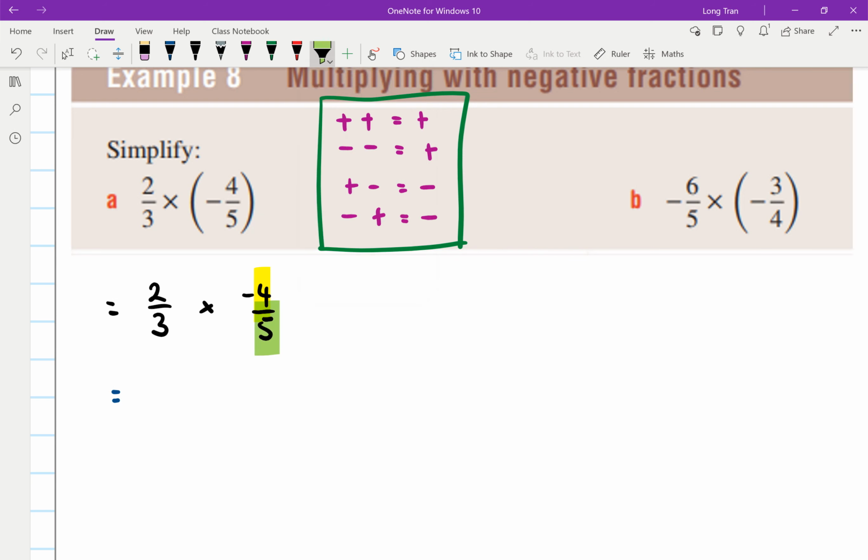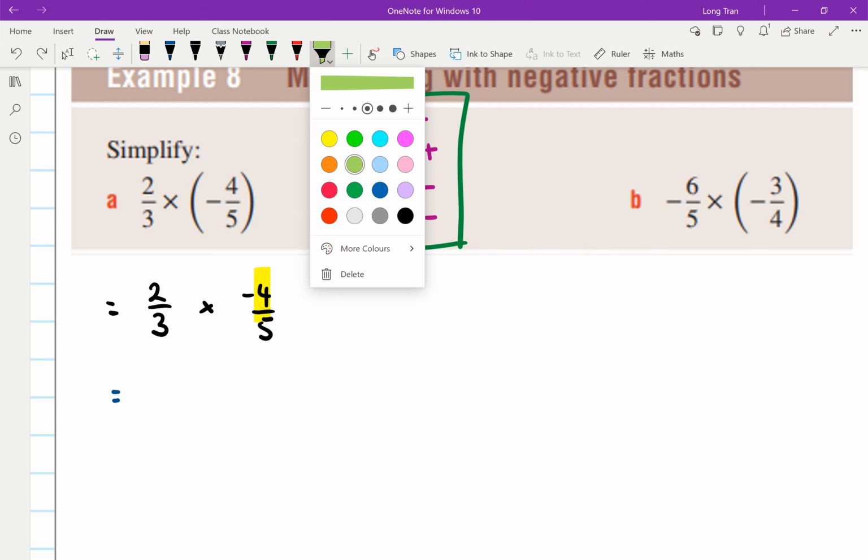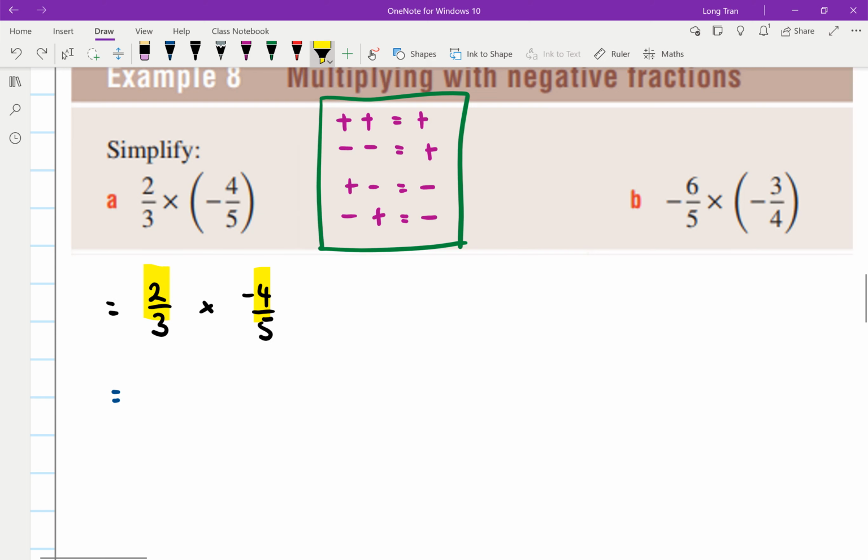And then what about 4 and 3? No common factors there. Remember, you can't do a comparison between 2 and 4. That doesn't work, because the reason why all this works is because of equivalent fractions, and with equivalent fractions you need a top number and a bottom number. So this is as simplified as you can get.